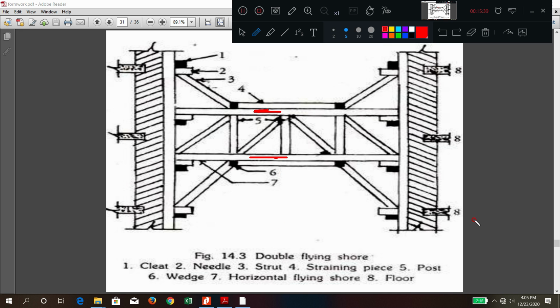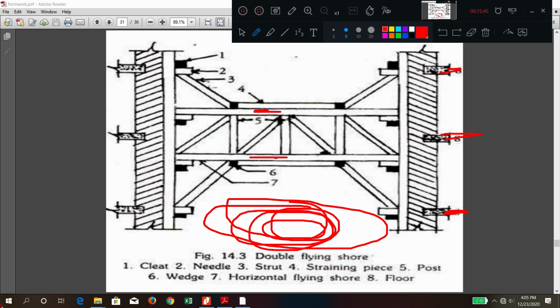Eighth one, where is the floor? This. First floor, second floor, third floor, so that people can work easily here. It is supported on either side. So these are called posts.